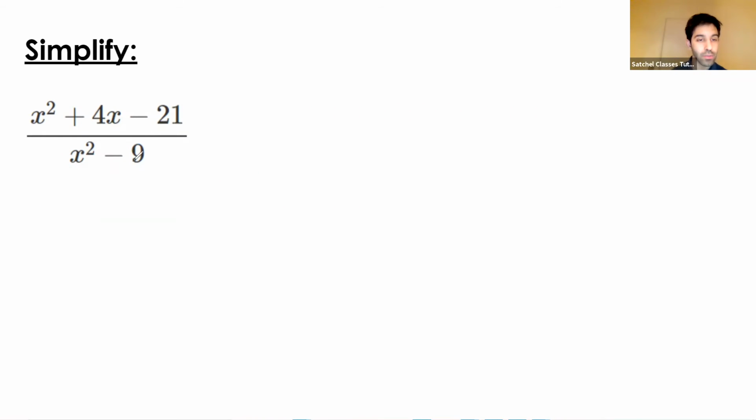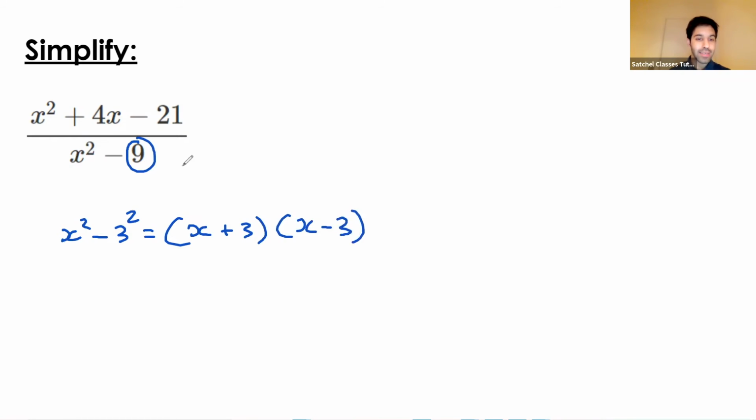And then to deal with this, we have to rewrite this in index form. So this is going to be x squared minus 3 squared. X squared minus 3 squared is the same as x squared minus 9. So now I can rewrite this as x plus 3, x minus 3. So this is the factorized version of this expression here. So we will have x plus 3, x minus 3. Now we need to factorize the numerator.